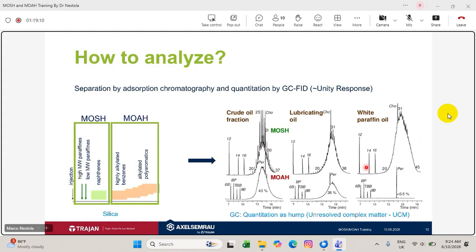When you now think about that a food can be composed of many contaminations, you can have infinite combinations of that stuff. Therefore, very often you do not have symmetrical humps in your chromatograms.